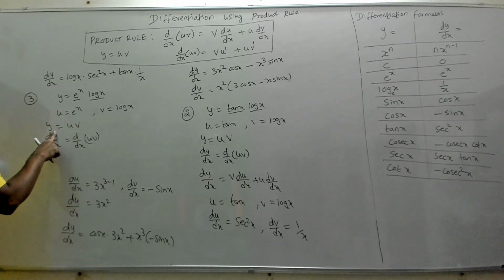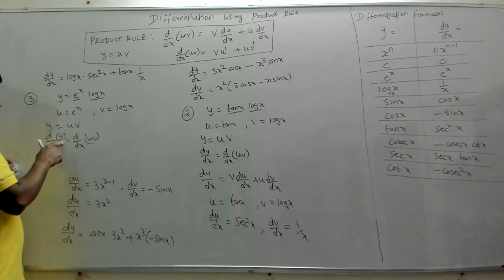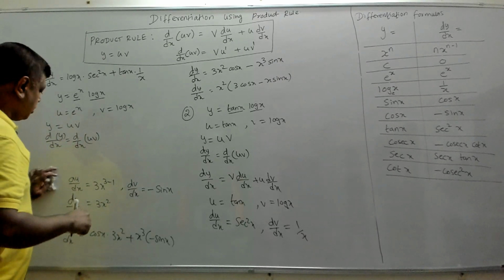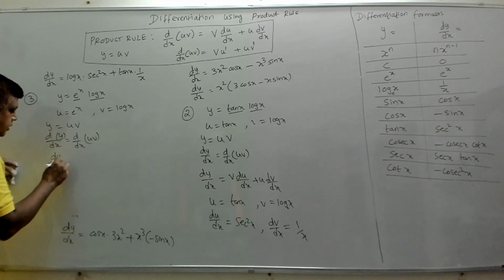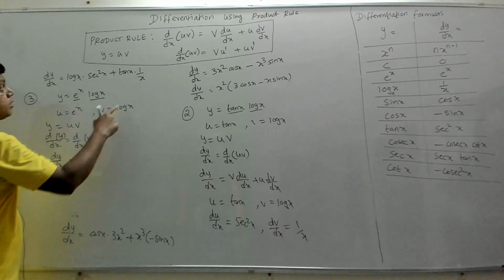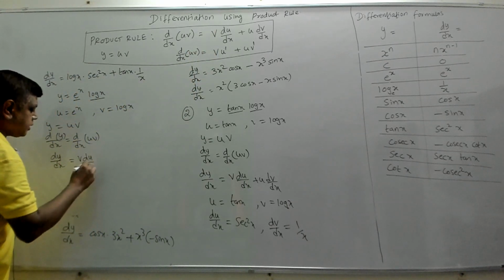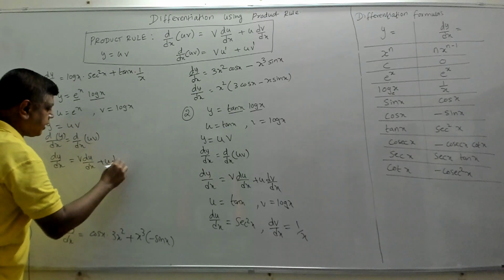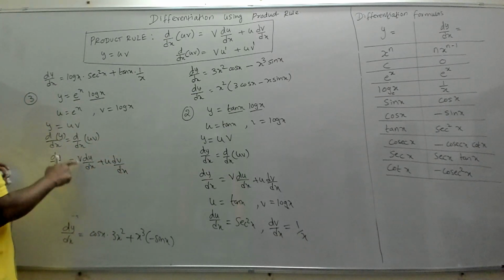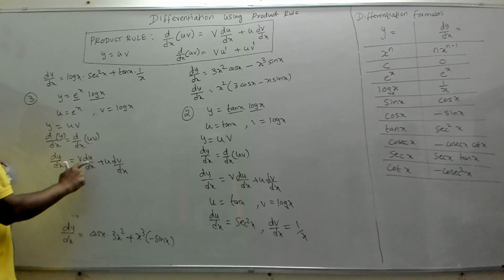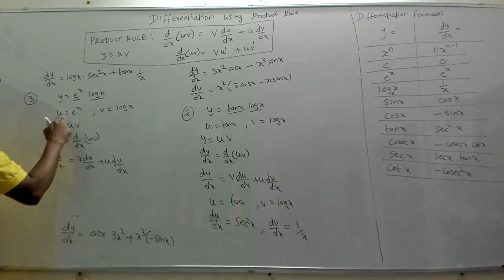So dy by dx will be equal to d by dx of uv. Here also it is d by dx of y, which we write as dy by dx. I am differentiating both sides, left hand side and right hand side. So dy by dx is equal to d by dx of uv, which is v du by dx plus u dv by dx. Now we must find du by dx and dv by dx and substitute here, because we already know u and v. So our u is e power x.